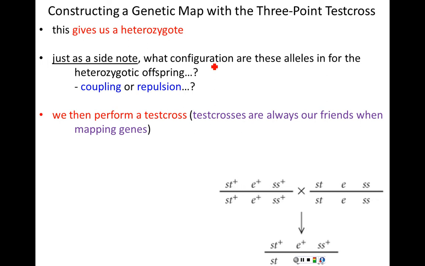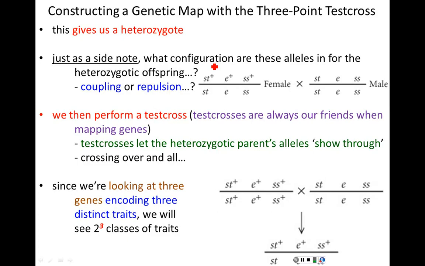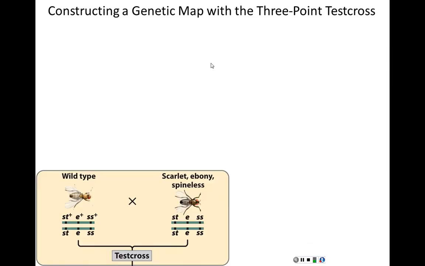We perform a test cross then. Remember, test crosses are always going to be our friends when we're doing gene mapping experiments, gene mapping problems. So here is our test cross. We have our coupled heterozygotic female, in this case, mated with a homozygotic recessive male for all 3 traits. And these test crosses are going to allow that heterozygotic parent's alleles to show through. All the crossover events, all the recombinations, everything. And since we're looking at 3 different genes all linked together, encoding 3 different traits, we will see 2 to the 3rd power classes of traits, or 8 different possible combinations or groupings of traits.